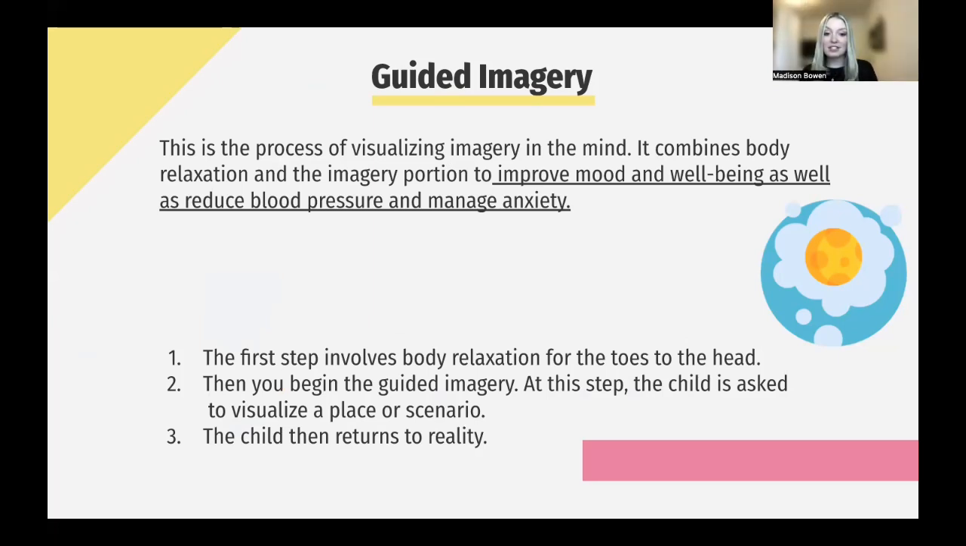So there's a couple of steps. So the first step involves body relaxation from the toes to the head. Then you begin the guided imagery. At this step, the child is asked to visualize a place or scenario. And the last step is the child returning back to reality. And this is appropriate for children as well as adolescents. It can be done sitting or laying down as long as they are relaxed and comfortable.